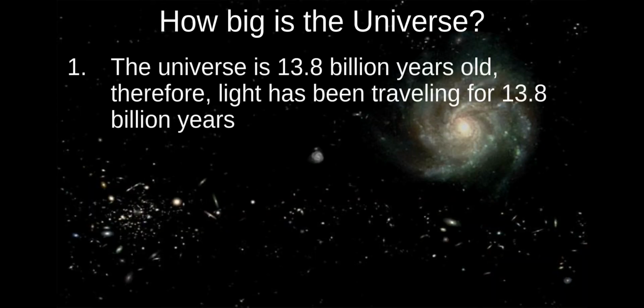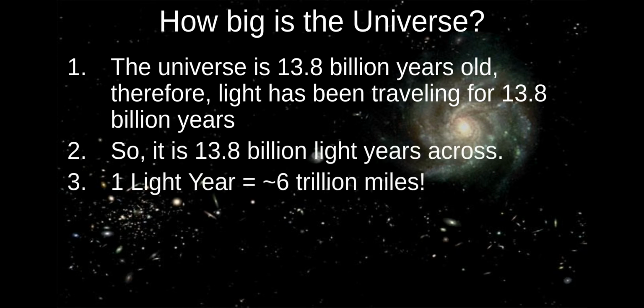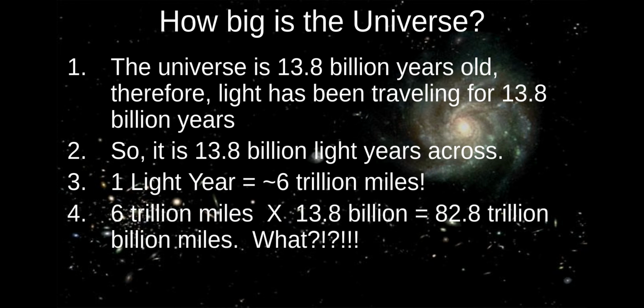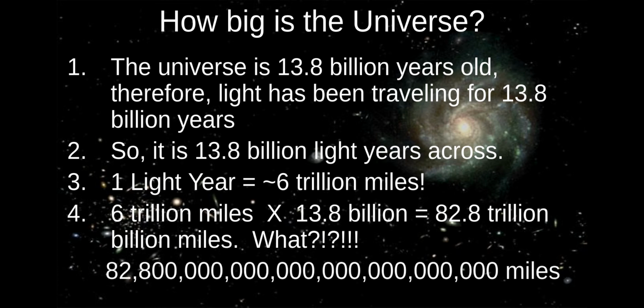All right. How big is the universe? Well, the universe is 13.8 billion years old, which means light has been traveling for 13.8 billion years. So it's 13.8 billion light years across. One light year is 6 trillion miles, which means that the universe is about 82.8 trillion billion miles. That's what this number looks like. It's big. All right. Just get it through your heads.